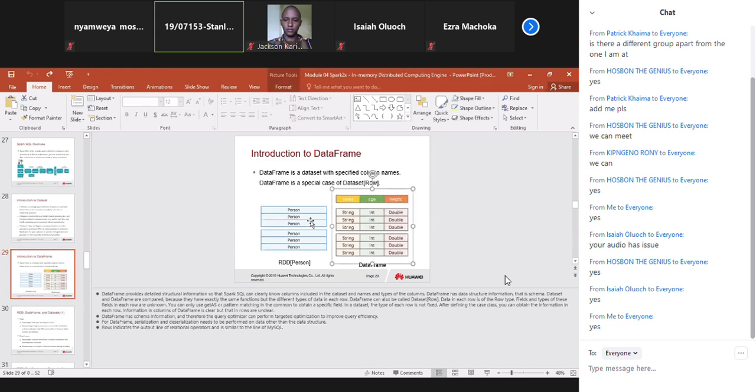You find we have the name, we have the age, and we have the height. So at least understand the differences between a data set and a data frame. That will come in the exam.